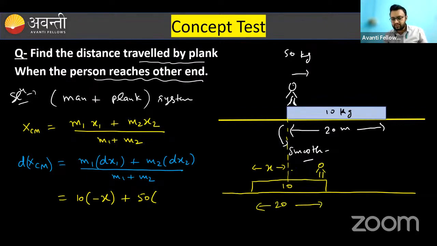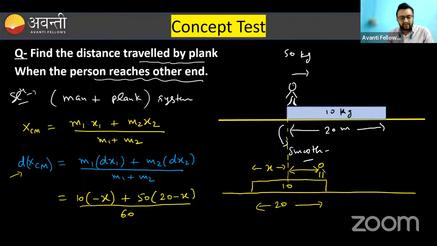Can you see this distance moved by the person? And this distance is 20 minus x. Divided by, you will say total mass is 50 and 10, 60. Sorry. What is the shifting in the center of mass? You will say center of mass is not shifting because there is no external force. So shifting in the center of mass is zero. Can anyone calculate the equation and solve the value of x?